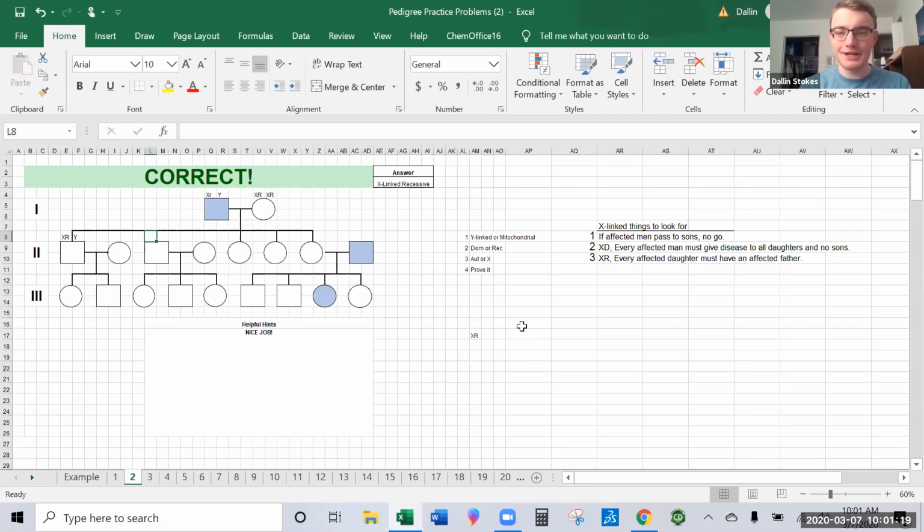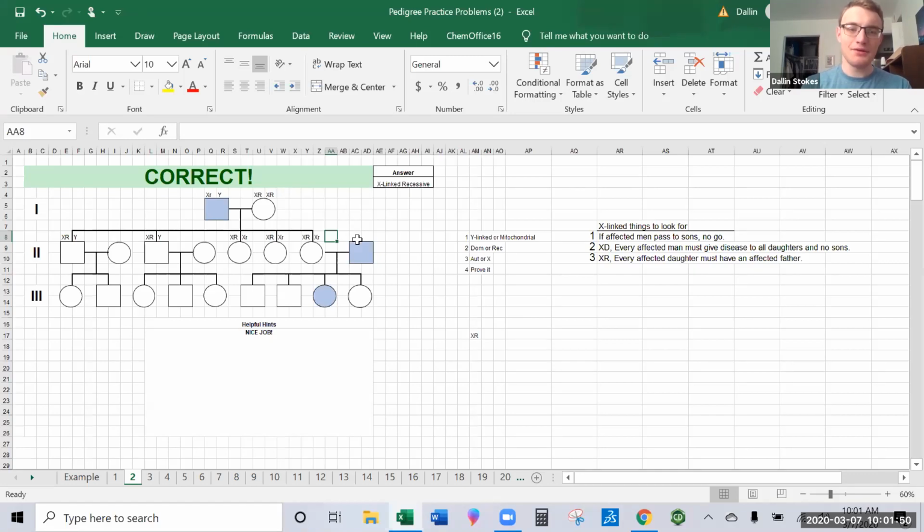If we come over to him, same story. He gets an X big R from mom and a Y from dad. That's good. It's behaving like it should. This daughter will get an X big R from mom and an X little r from dad. That's good. X big R, X little r. That's good.